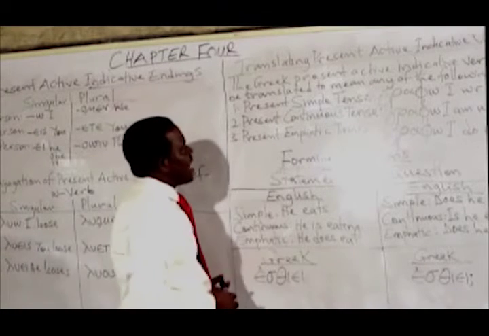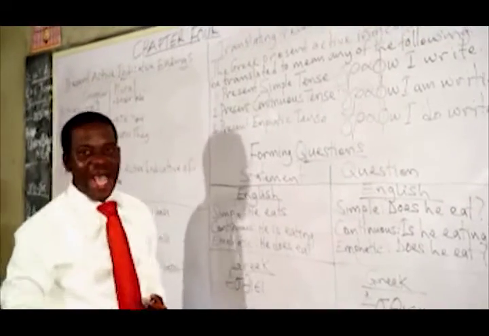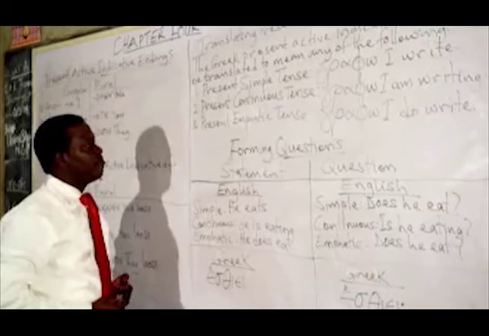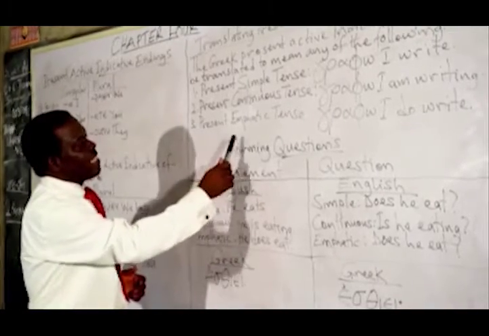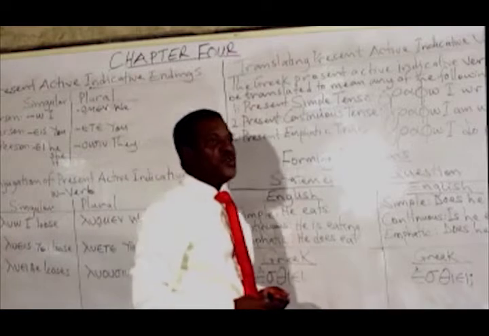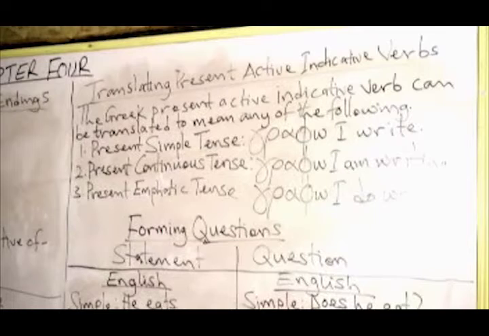Secondly, it can be translated as present continuous tense. Grafo can as well mean I am writing, depending on the context of the sentence. The third one is present emphatic tense. Grafo can also mean I do write if the speaker wants to emphasize what he is saying.